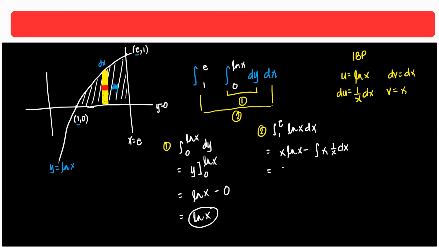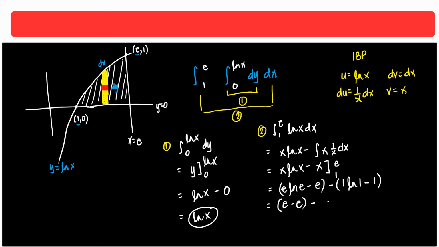Let's apply the limits later on. X ln of x minus, this one just cancels. So that's simply an x coming from 1 up to e. Therefore, this is e ln of e minus 1 ln of 1 minus 1. So e ln of e is simply e, minus e minus 0 minus 1. So in this case, the answer is 1 square unit.